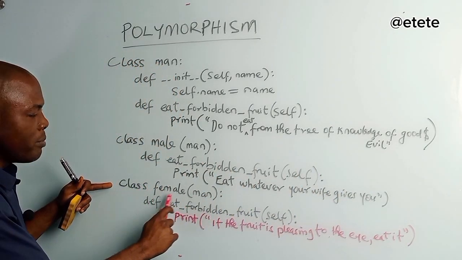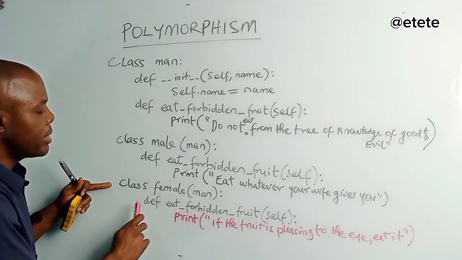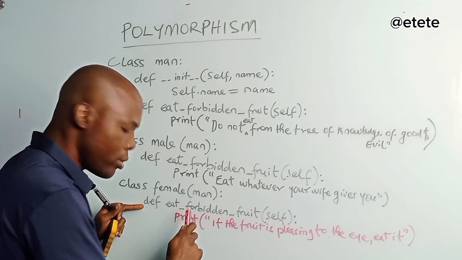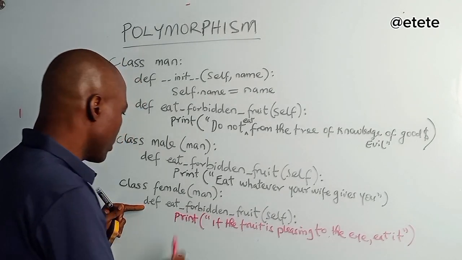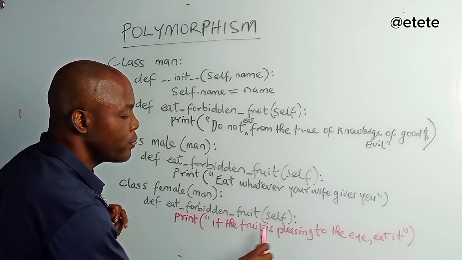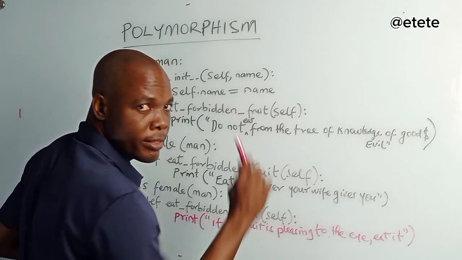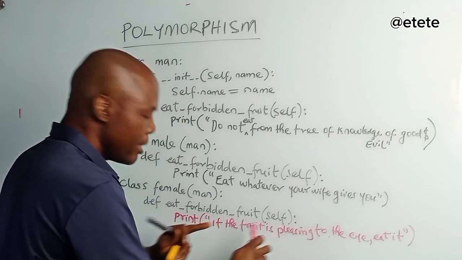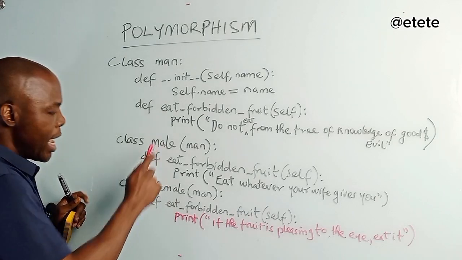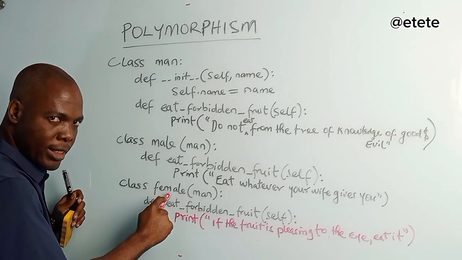Then you have the female class, right? Inside this female class, we also have one method. This one method, inside it is saying if the fruit is pleasing to the eye, eat it. That is the instruction inside it, right? So now we are going to instantiate this class, and we are also going to instantiate this class.